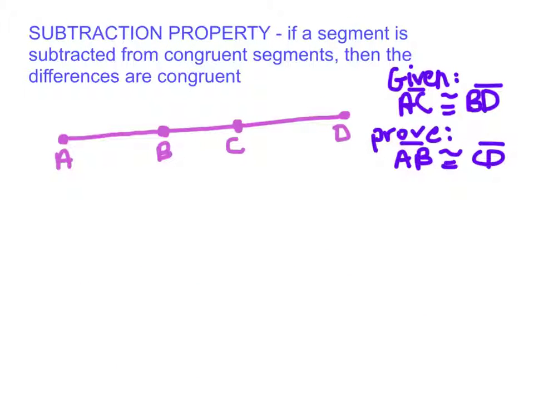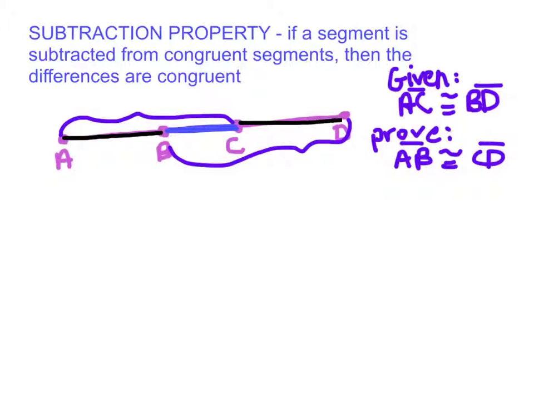Okay, this first example of the subtraction property gives me segment AD with points on it B and C, and I'm told that segment AC is congruent to segment BD. Now if I look at this, I can see that both of these larger segments contain the segment BC, which I've highlighted in blue. If I remove that segment from each of the larger segments, AC and BD, I am left with segment AB and segment CD.